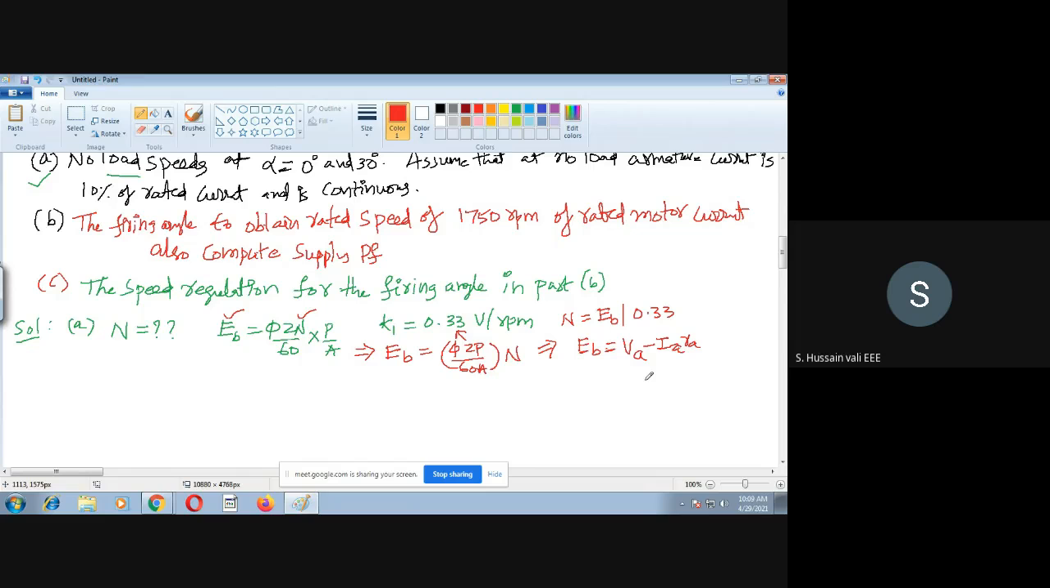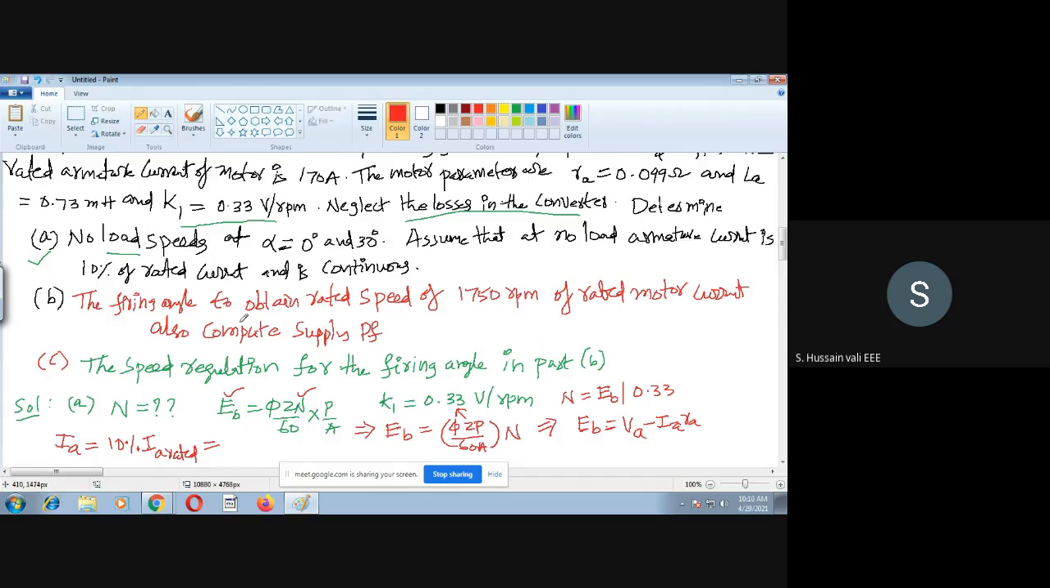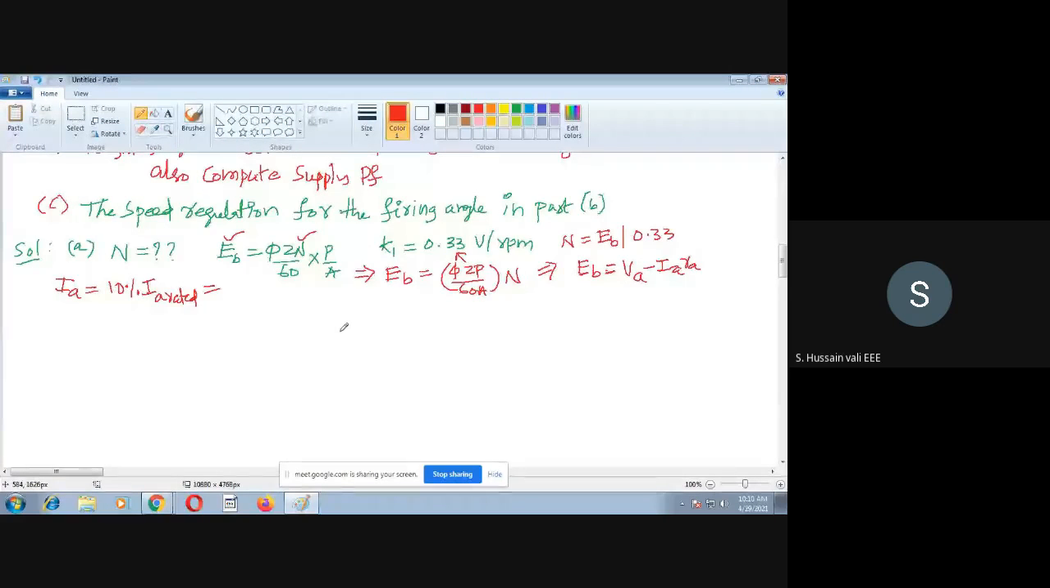Now, what is IA in the problem? Did he give any value of IA? IA is the armature current. You see now yourself: assume that no load armature current is 10% of the rated current. It means IA in the problem is 10% of IA rated. What is the IA rated value in the question? Yeah, 170 ampere is the rated armature current. So 0.1 into 170 means 17 ampere. We got the IA value.